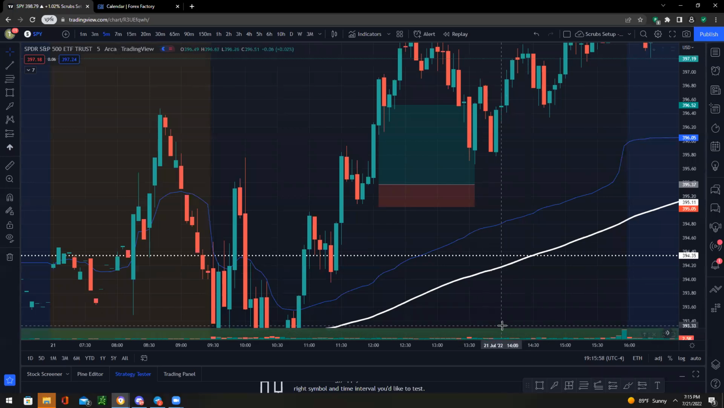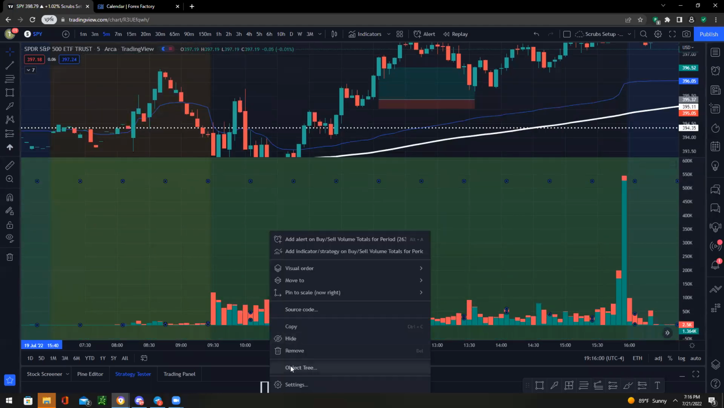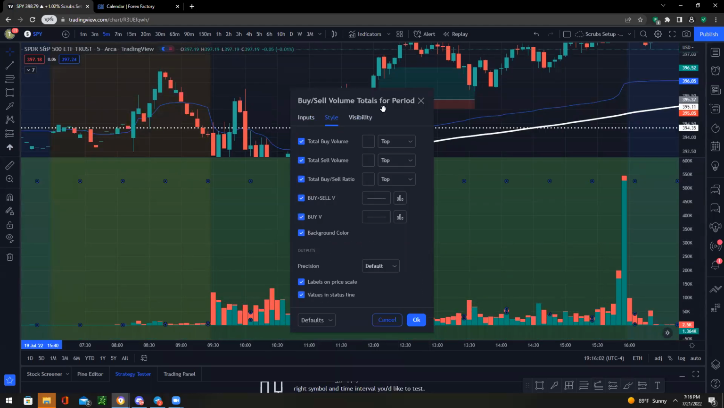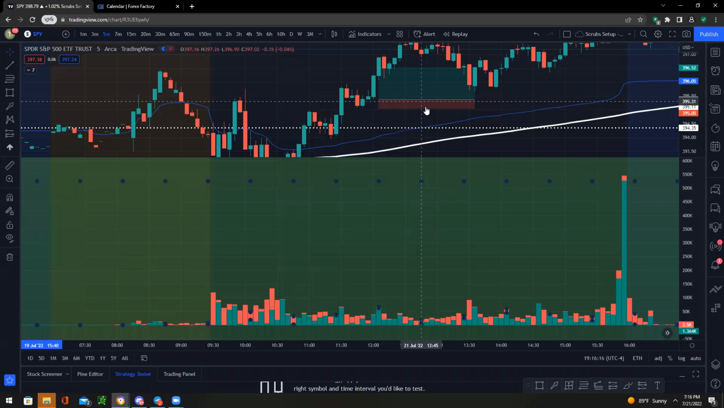Explain this again, for people that might have joined late: this is the buy sell volume. You can check this out in TradingView. It is also offered on Thinkorswim. If you're not able to find this on Thinkorswim, it's a customized script, so just message me on Discord or Telegram and I'll happily give it to you.